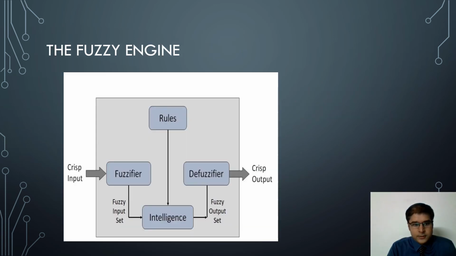The fuzzy engine looks like this. Crisp input is applied to the fuzzy engine. First it goes into the fuzzifier, which creates a fuzzy input set, and it is passed to the intelligence, which based on some rules gives us the fuzzy output set, which is passed to the defuzzifier, which gives us the crisp output.